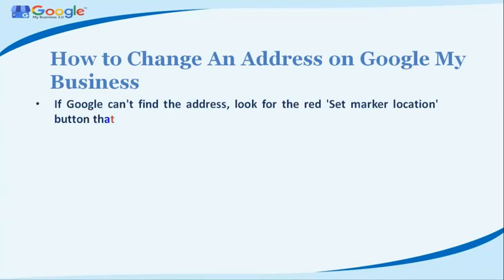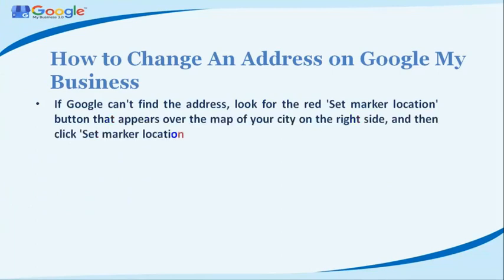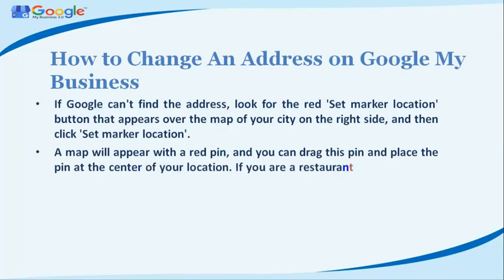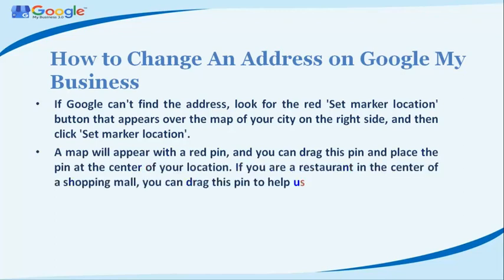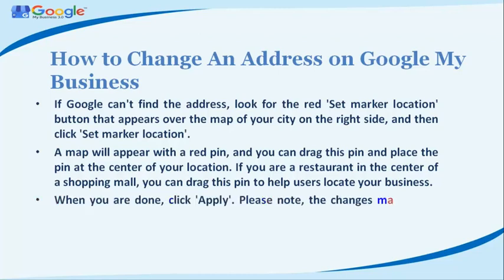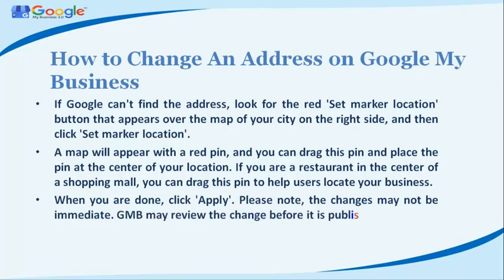If Google can't find the address, look for the red Set Marker Location button that appears over the map of your city on the right side. And then click Set Marker Location. A map will appear with a red pin, and you can drag this pin and place the pin at the center of your location. If you are a restaurant in the center of a shopping mall, you can drag this pin to help users locate your business. When you're done, click Apply. Please note, the changes may not be immediate. GMB may review the change before it's published.